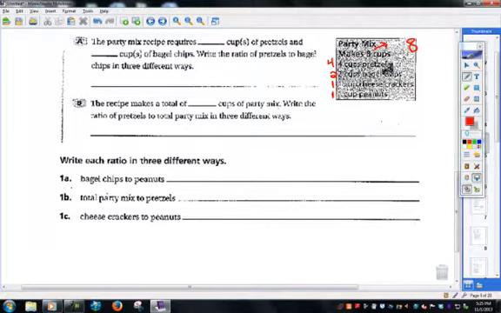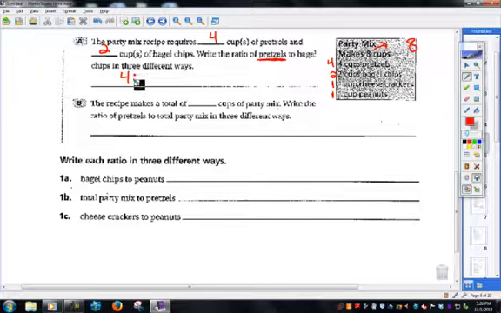Well, that's pretty easy. It's like simple reading here. How many cups of pretzels? It requires 4 cups of pretzels, and it requires 2 cups of bagel chips. Write the ratio of pretzels to bagel chips in 3 different ways. So again, order matters. It wants the number of pretzels first, then bagel chips. So we know there are 4 to 2.